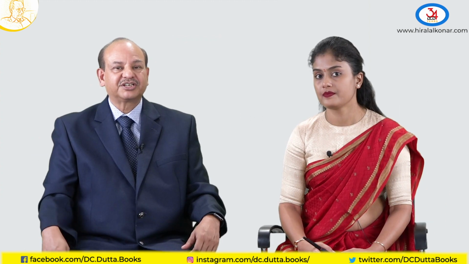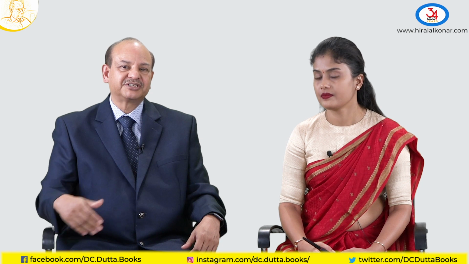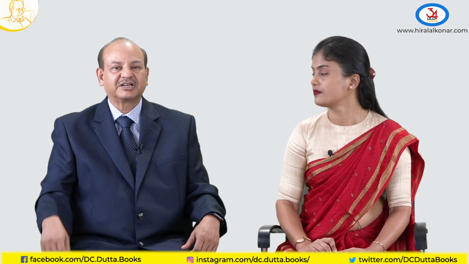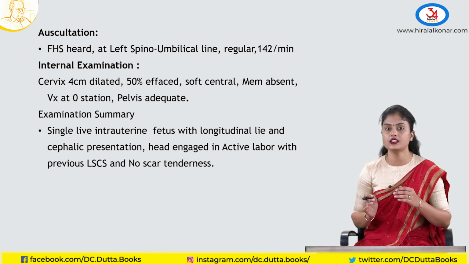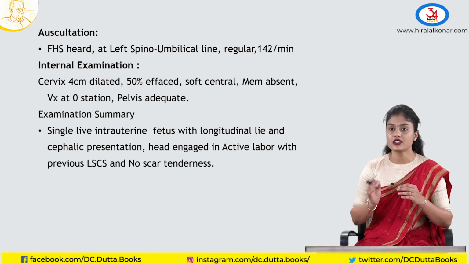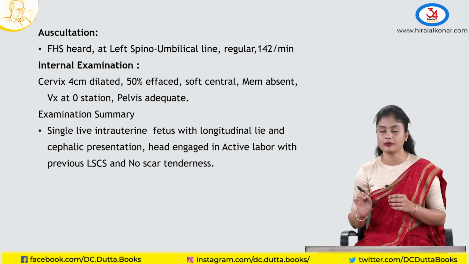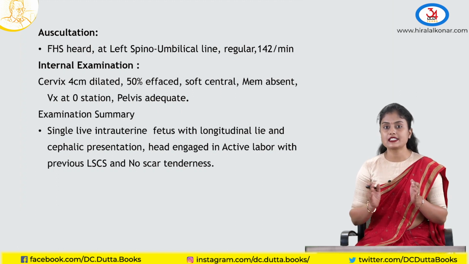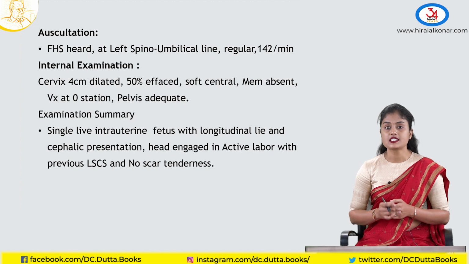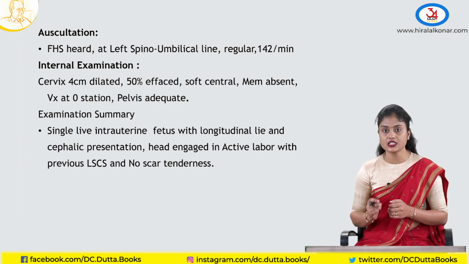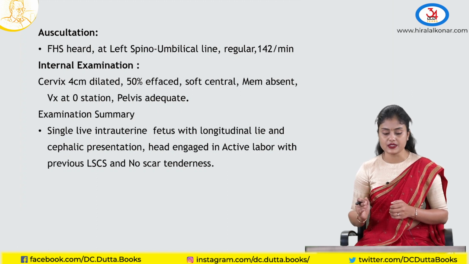So, this has been demonstrated in the obstetric examination of the pregnant lady in one of our other videos. Coming to auscultation, fetal heart sounds were heard in the left spino-umbilical line, regular, at 142 beats per minute. Now, with abdominal inspection, palpation and auscultation over, we will go ahead with internal examination, which showed cervix 4 centimeters dilated, 50% effaced, soft, central, membranes absent and vertex at 0 station.